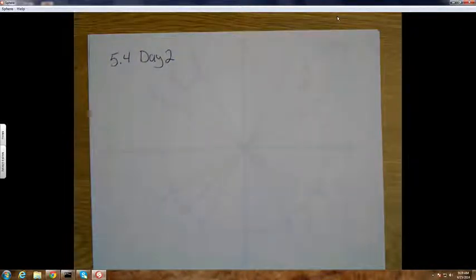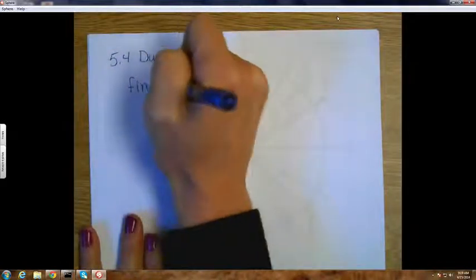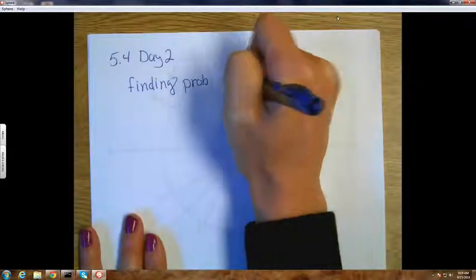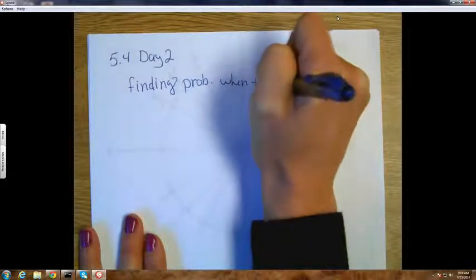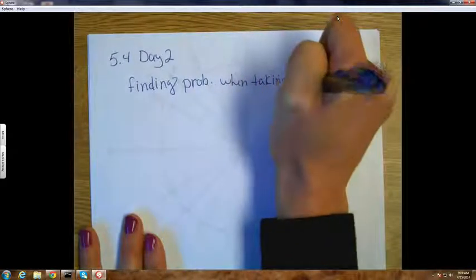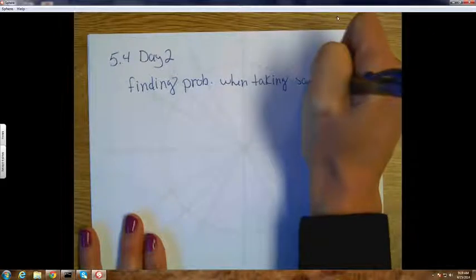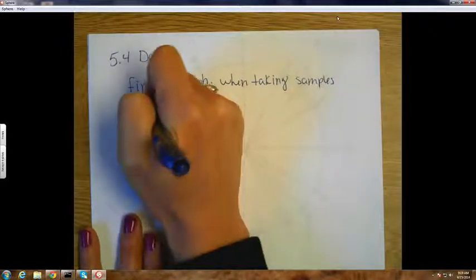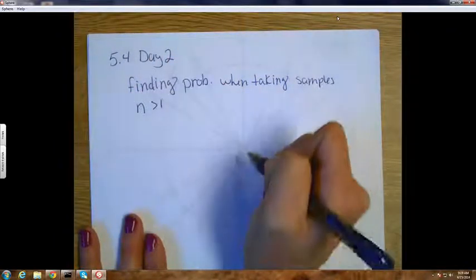Okay, like I said, we're going to marry together that NCDF stuff with the sampling distributions we did yesterday. So we're going to be finding probabilities when taking samples of size n greater than 1 from a population.